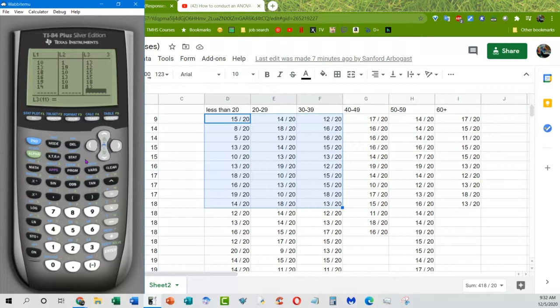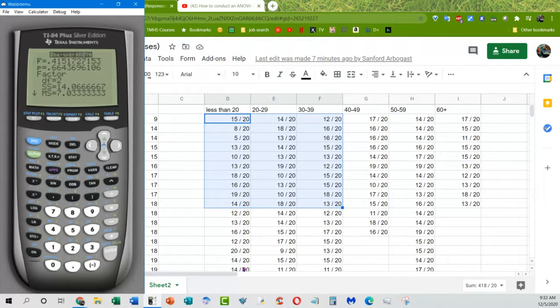Then we go back to stat, and we go over to tests. The ANOVA test is the last test on the list, so if you just go up, it brings you right to ANOVA. And then we just tell it where our data is. Well, it's in list one, comma, list two, comma, list three. And hit enter, and it gives us our information.